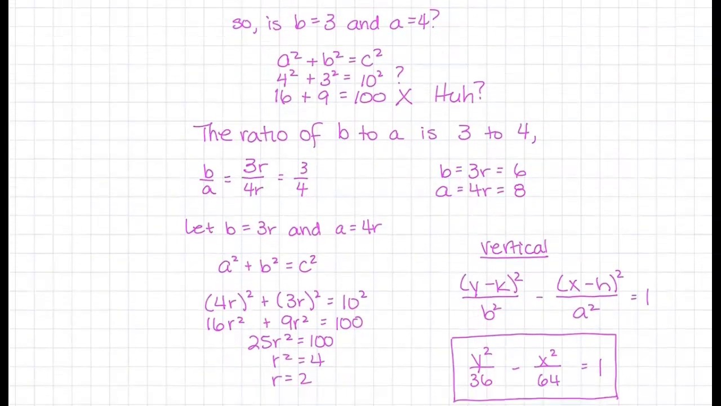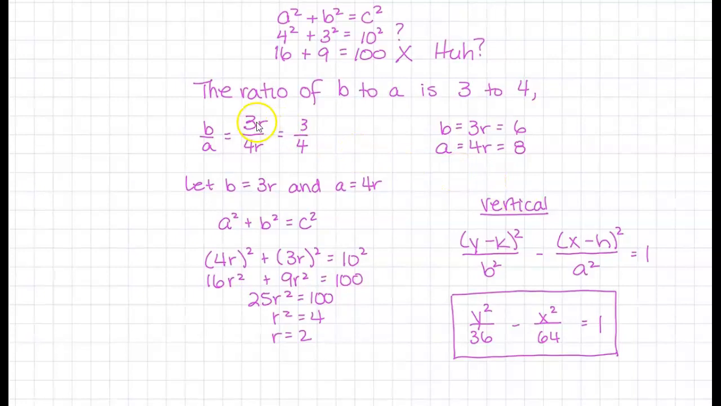So what that means is b to a is 3 something over 4 something. And that something, you just pick a variable for it. I just picked r for ratio, but you can pick whatever variable you want. But it has to simplify to 3/4. This could be 6 over 8. This could be 4.5 over 6. This could be 30 over 40. But whatever b and a are, their ratio simplifies to 3/4.